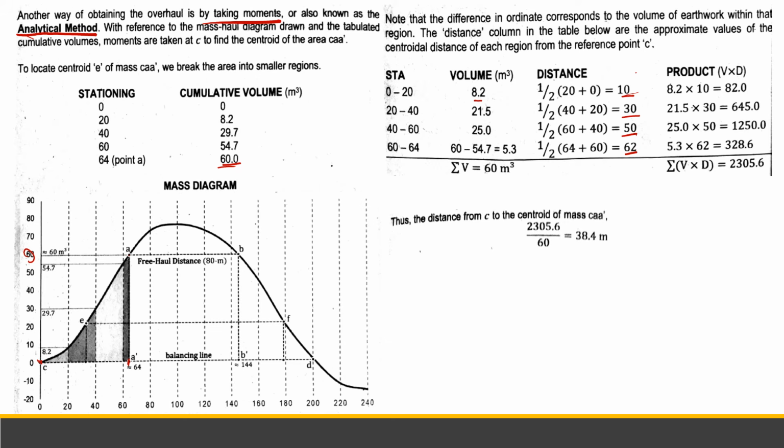So you multiply the volume by the distance. So we get the product of 82. So that is volume times distance. So the summation of volume times distance is 2,305.6, and the summation of volume is 60 cubic meters. So the distance from C to the centroid of mass CAA is, we divide the two, so that is 38.4 meters.